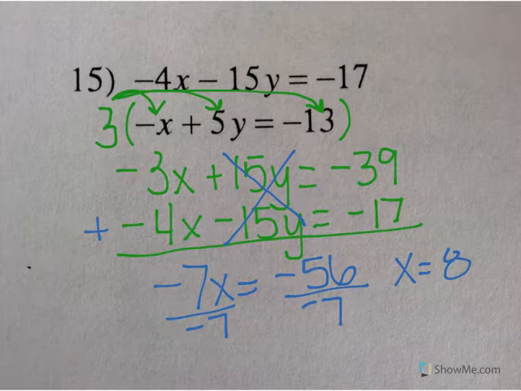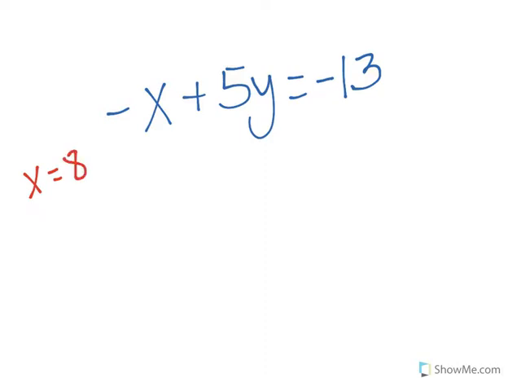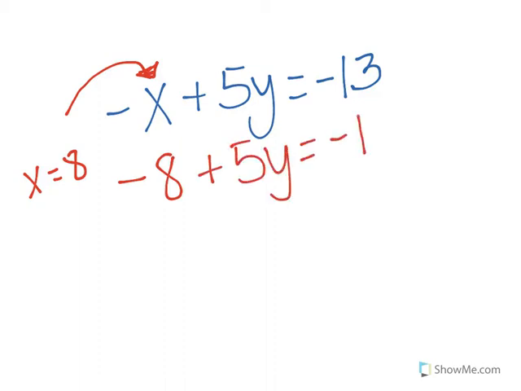It doesn't matter which equation you plug your x into, you're going to get the same answer for y. So I'm going to go ahead and choose the bottom equation. -x plus 5y equals -13. From our previous equation, we saw that x was equal to 8. That means you're plugging your 8 in for your x value. So let's go ahead and do that. -8 plus 5y equals -13.